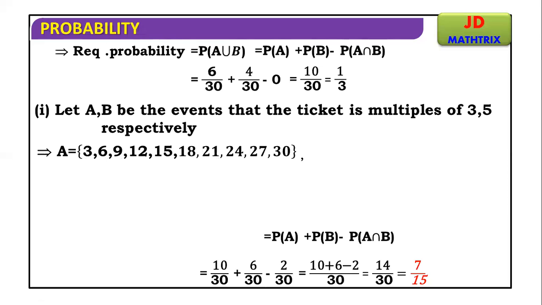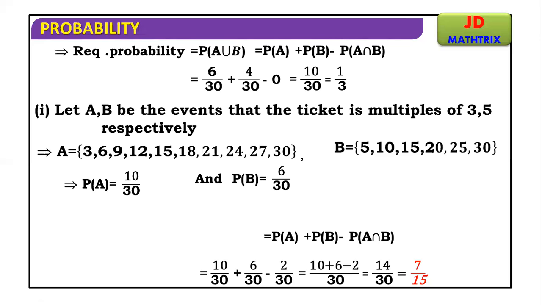Similarly, elements in set B, there is fifth table. 5 1s are 5, 5 2s are 10, and so on. 5 6s are 30. That means 6 elements are there in set B. 10 elements are there in set A. Therefore, P of A is equal to 10 by 30. P of B is equal to 6 by 30.